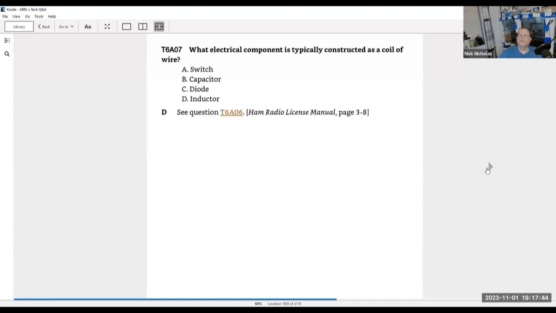What electrical component is typically constructed as a coil of wire? That's D, usually inductor. Okay. By the way, relays have a coil of wire, and they do have a portion that's an inductor, and that portion becomes an inductor strong enough with a magnetic field that's used to open and close the relay. That's the relay's coil. So it is an inductor, though. The coil part of a relay, the switch part is not.